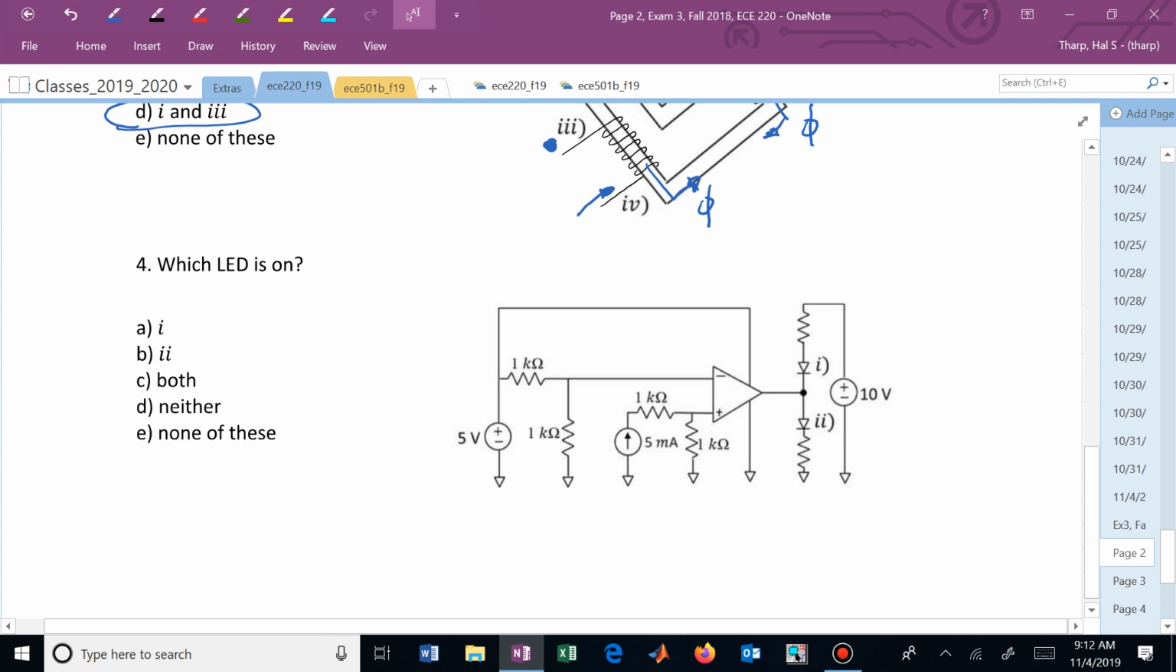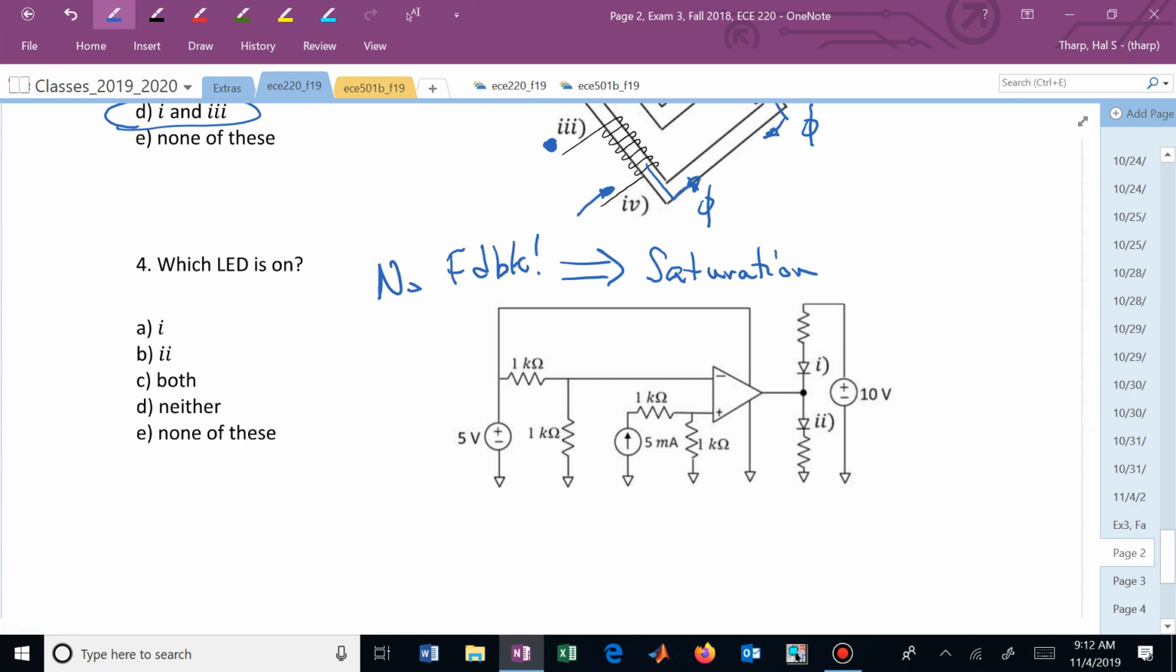But now, this is kind of a mess in terms of looking, but there's no feedback, which means that now we really just have to worry about what happens when this particular op amp is in saturation. It goes to one of the rails. It goes to the positive supply rail or the negative supply rail.